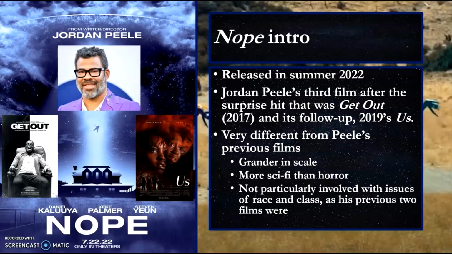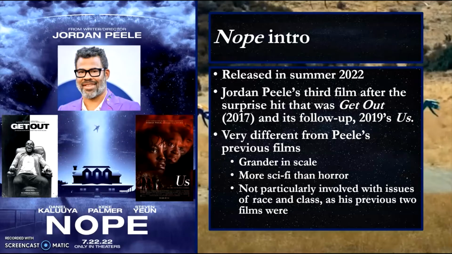So hopefully this lecture gives you an idea of what Nope's message is, and it'll maybe give you an idea of what symbols you can look at. As an introduction to Nope, it is the third film by Jordan Peele. It comes after Get Out in 2017 and Us in 2019.